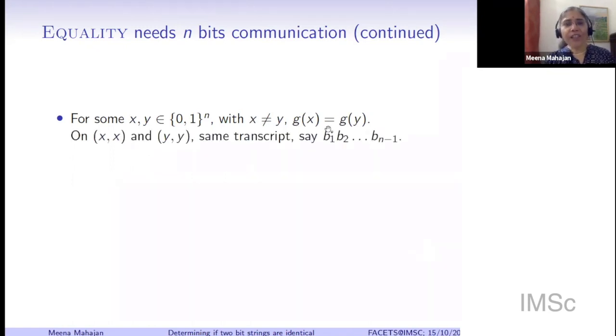And recall, what was g? Gx was the transcript when the inputs to this protocol were xx. Gy was the transcript when the inputs were yy. So when Alice has x and Bob has x, they produce a certain transcript. When Alice has y and Bob has y, they produce the same transcript. Okay? So that transcript, let's call it b1, b2 to bn minus 1.